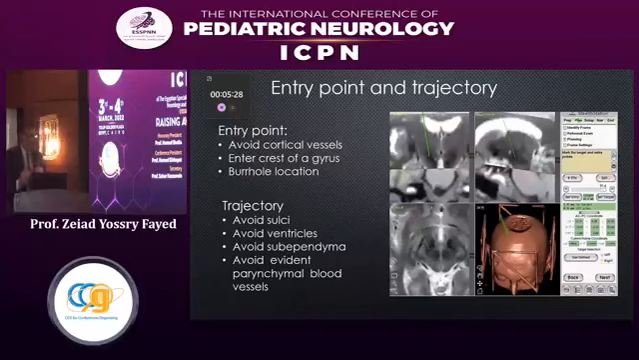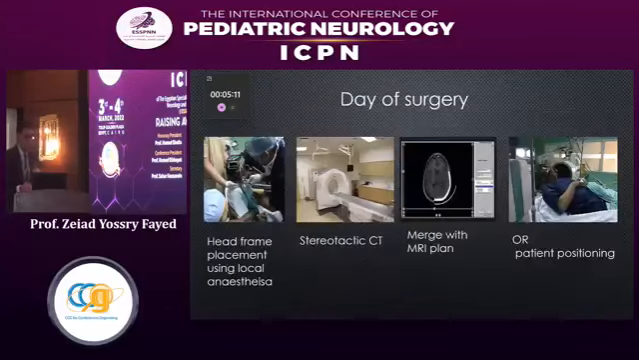Then after choosing the target point, we have to choose the entry point, which means where we are going to enter the brain from. This entry point should take us to a trajectory which avoids sulci, ventricles, subependyma, or important blood vessels in order to decrease the incidence of hemorrhagic complications.